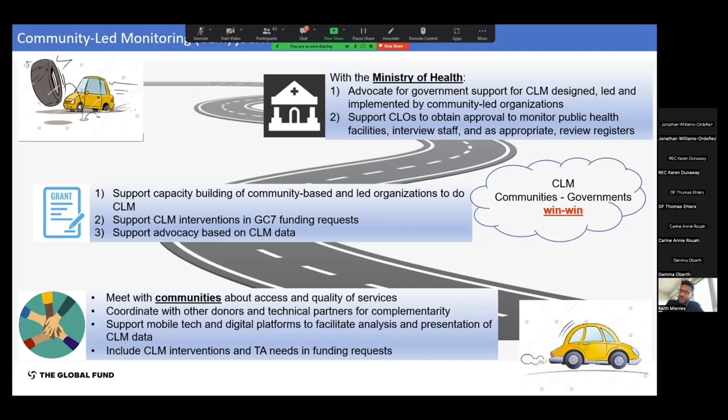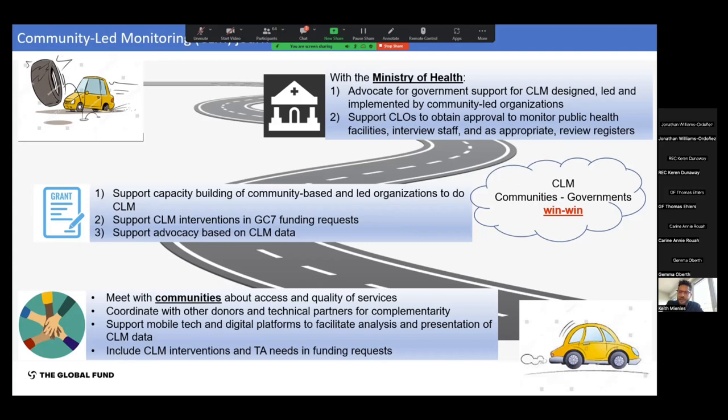CLM between communities and governments really is a win-win. And you will hear later from DRC and Nigeria some examples of how this has really helped and improved the quality and responsiveness of programming. So PRs through the grants and CCMs should prioritize ensuring that community-based and led organizations have the necessary capacity to implement CLM, that CLM remains a priority intervention in upcoming Global Fund funding requests, and that there are mechanisms to engage to support advocacy based on the CLM data that the clients and communities produce.